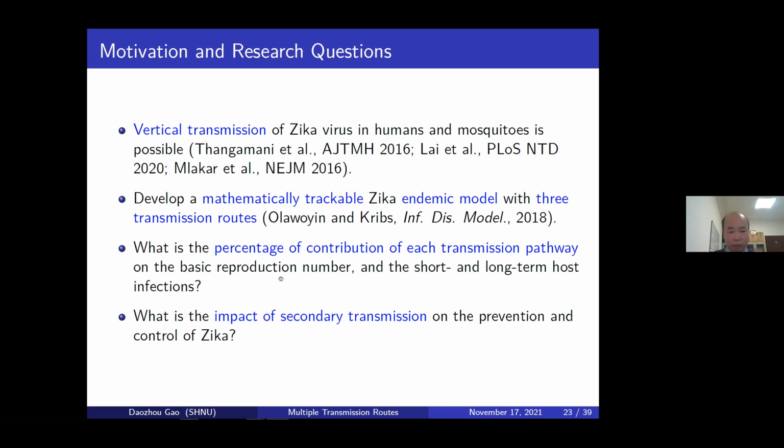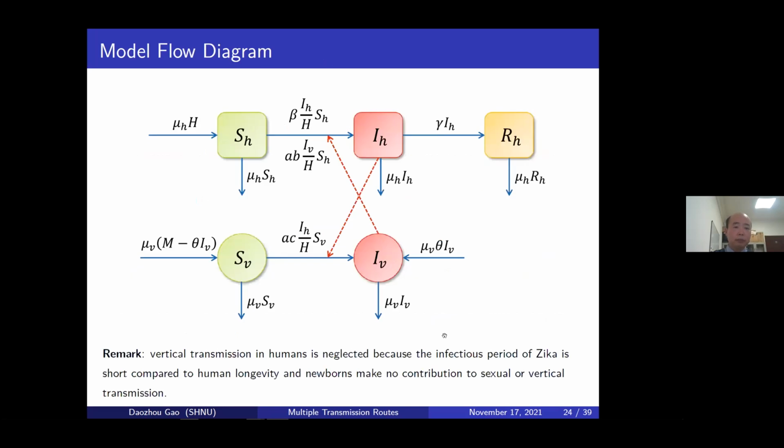on the basic reproduction number, and also the short and long-term host infections. And then we want to evaluate the impact of secondary transmission on the prevention and control of Zika. So here is the model.